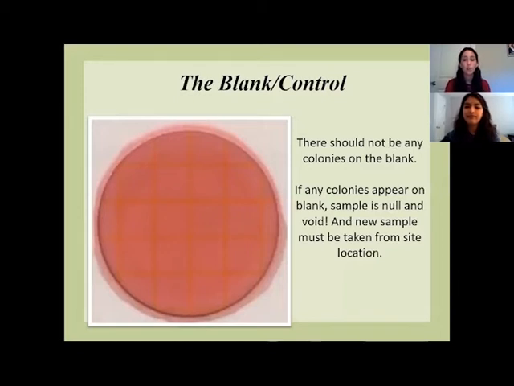As Jackie mentioned, you have to set up a blank whenever you are doing bacterial monitoring, and this is what your blank should look like. It shouldn't look any different than when you first put that DI water on it. It shouldn't grow anything, not even the red general coliform colonies. It needs to look like this. If it doesn't, then you need to go back out to your stream, collect another sample and do it all over again. If this has stuff on it, there's some sort of contamination in your samples, and that makes them invalid. So, sorry.